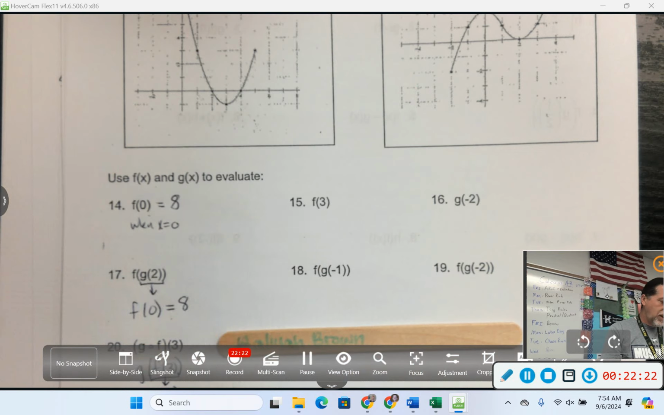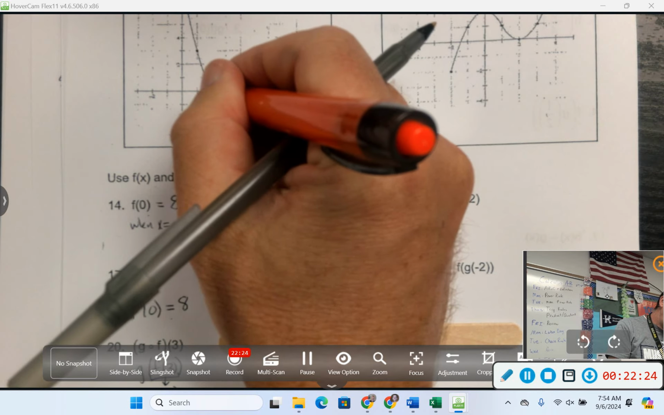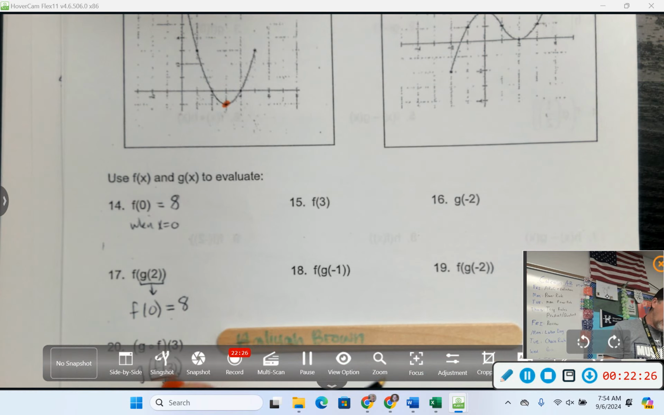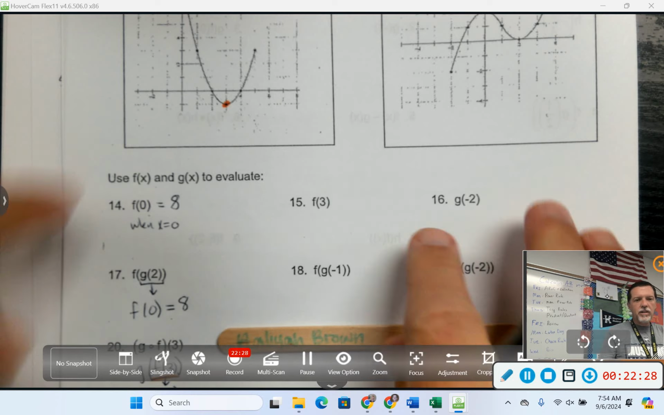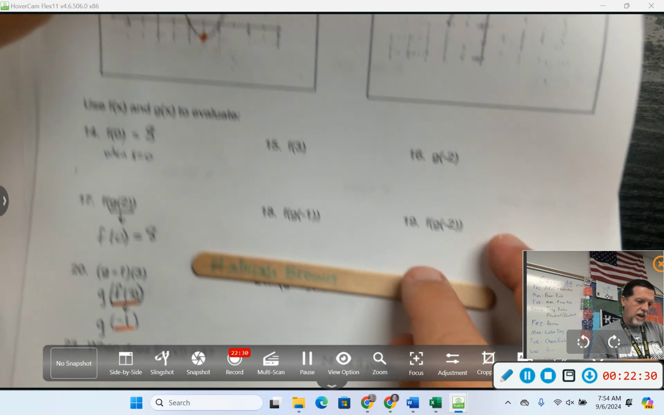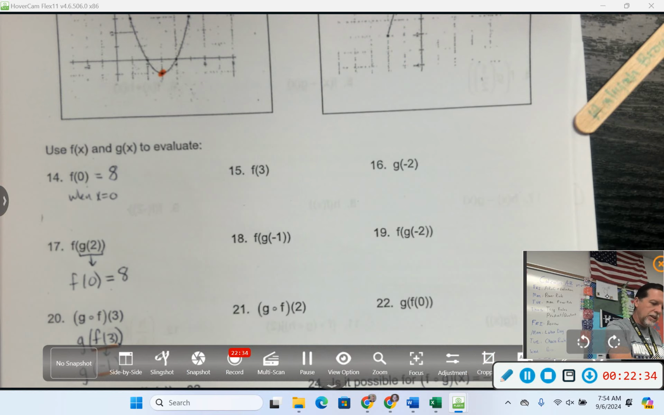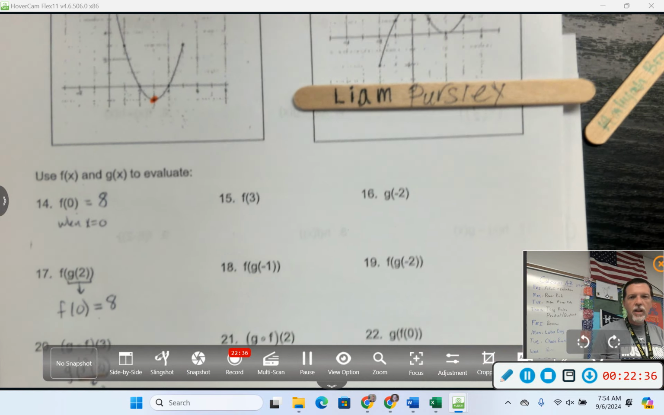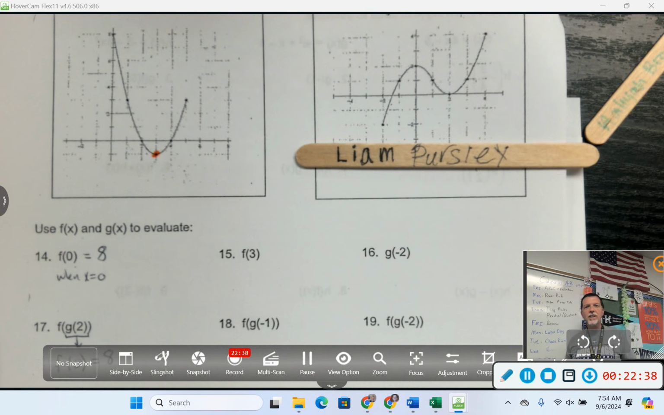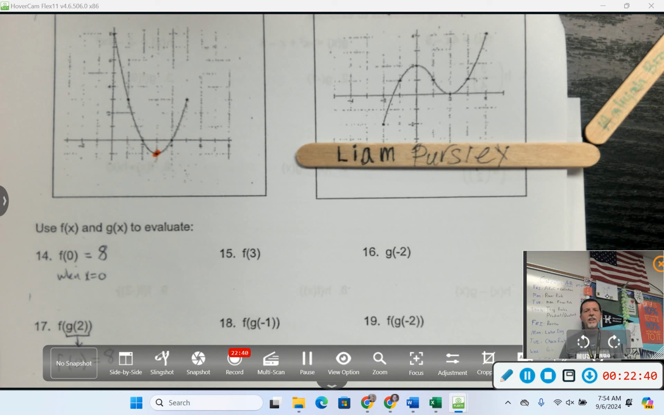So f of 3 is, or 3, -1 is -1. And then g of -1. Don't call it out loud because I want Liam to tell us this one. So g of -1, go to the graph of g. Find x is -1, Liam, and then the y value is 1.